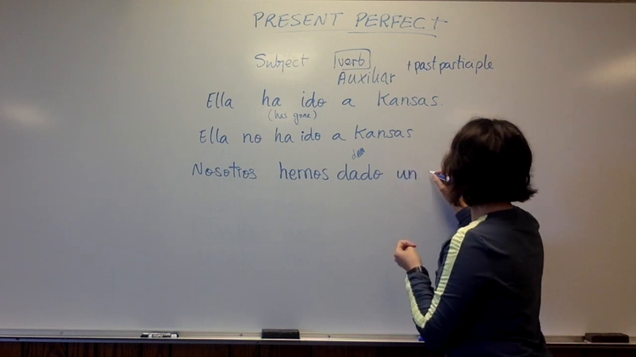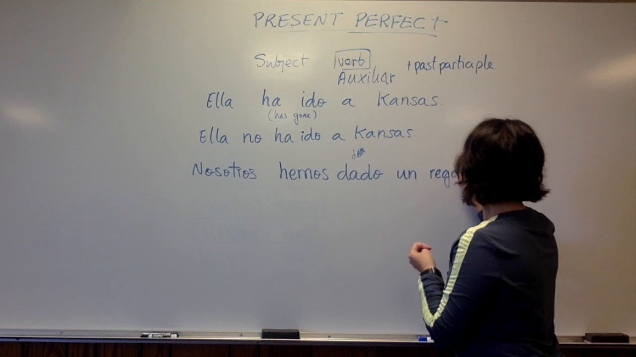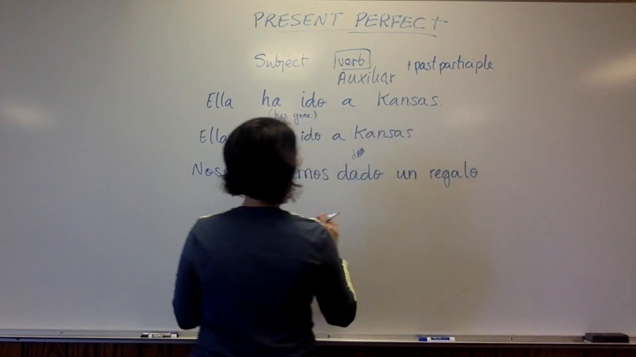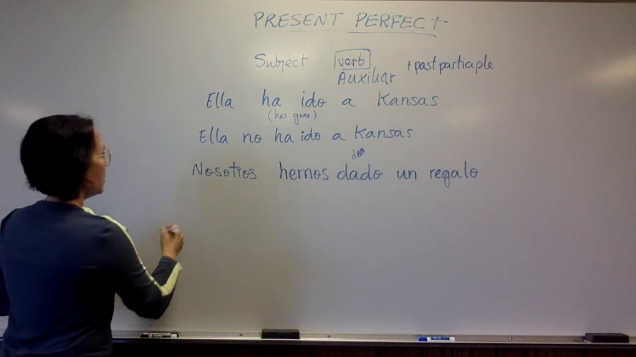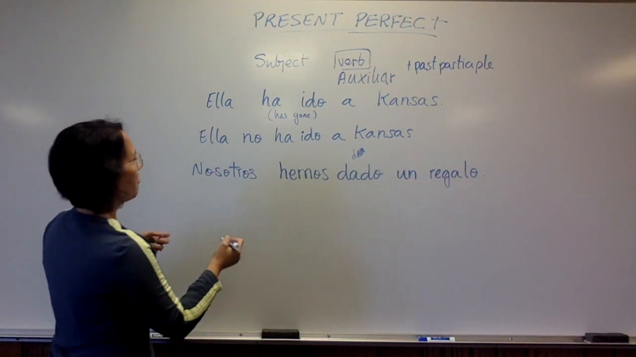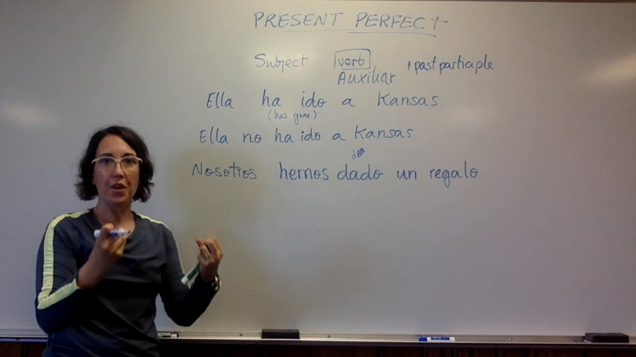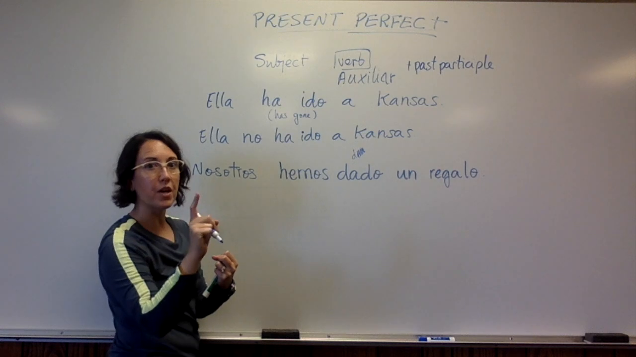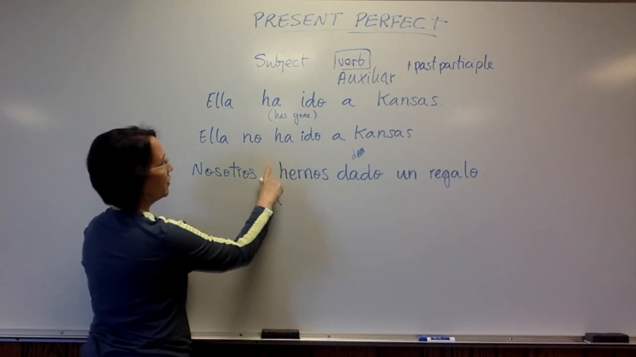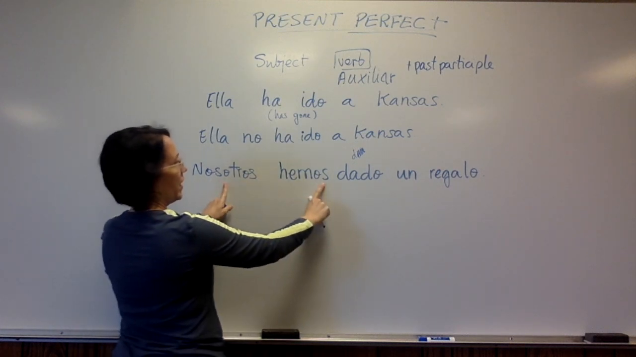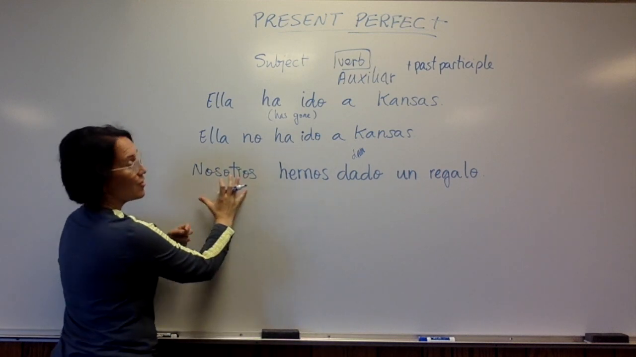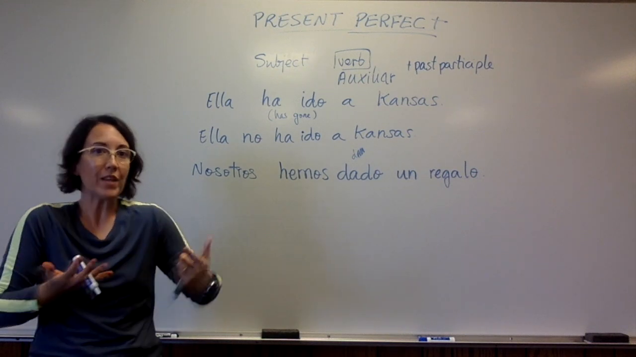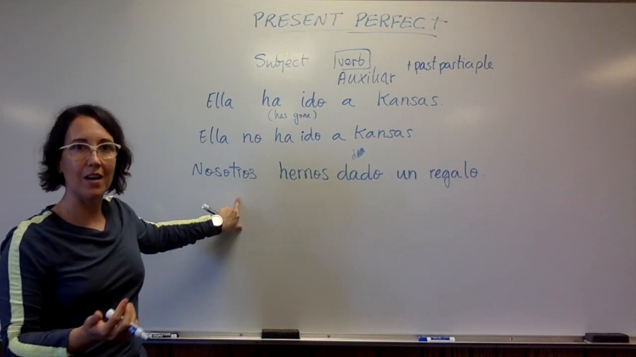Hemos dado un regalo. Alright. So we have here, nosotros hemos dado un regalo. We are going to make it negative. Where are we going to put the no? If we have to make this negative, we have not given a present. You put the no between the nosotros and hemos. Remember, nosotros, like ella, could be optional. We don't always use these subject pronouns.